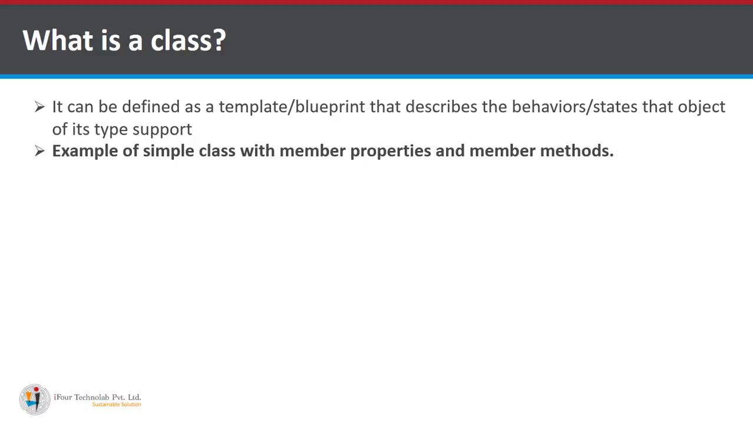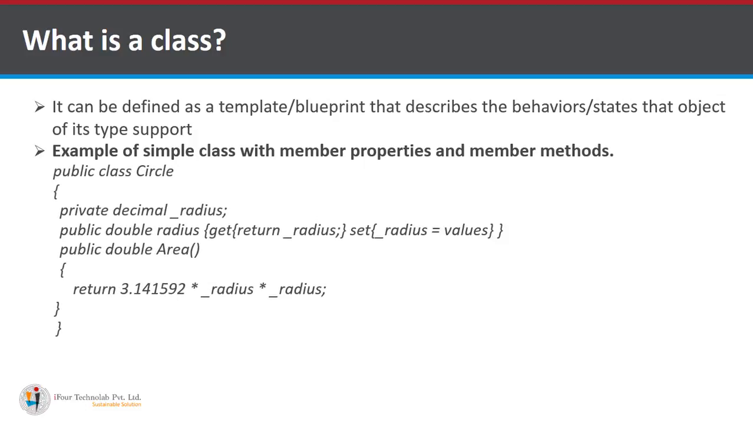Example of a simple class with member properties and member methods. Here you can see there is a public class Circle having _radius as a member property which has a type decimal and access modifier private. So this _radius can't be used outside the class, but another member property Radius having a type double is public, so it can be accessed outside the class Circle. There is another member method which is Area. Here you can see it returns double and it is public, so it can be accessed by everyone.